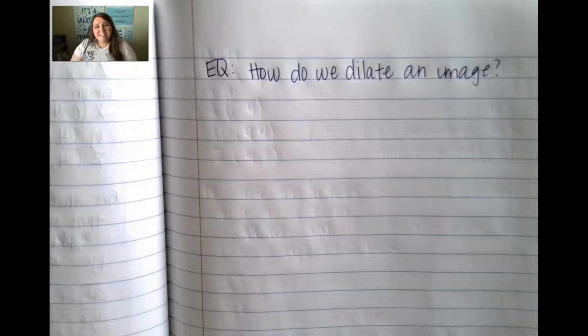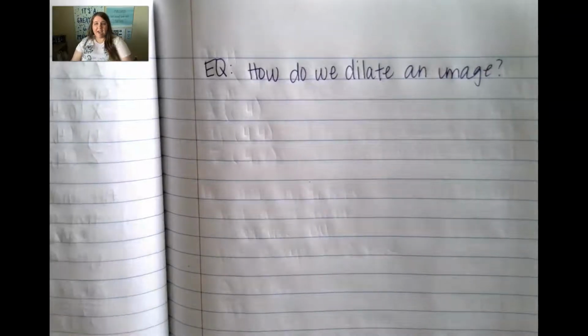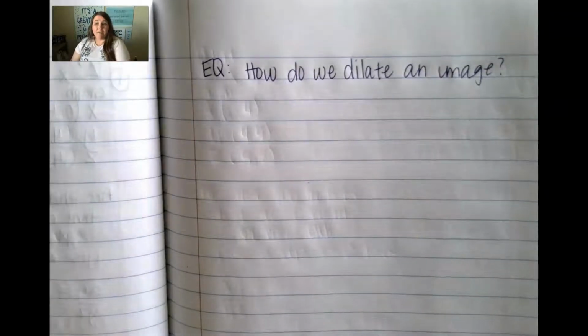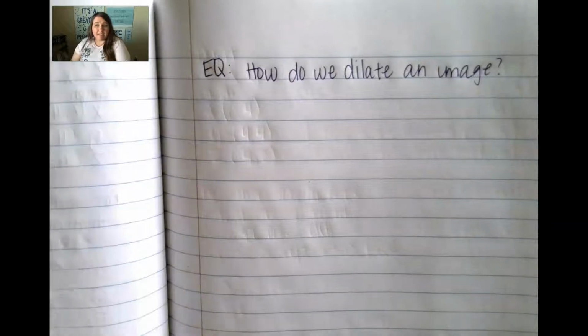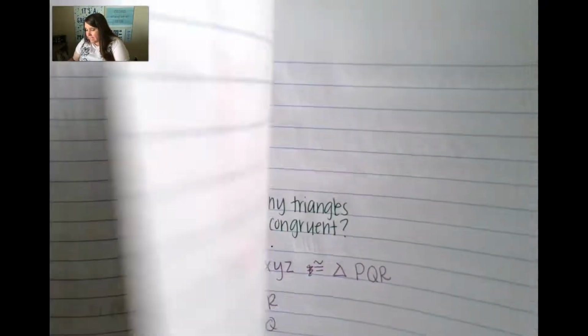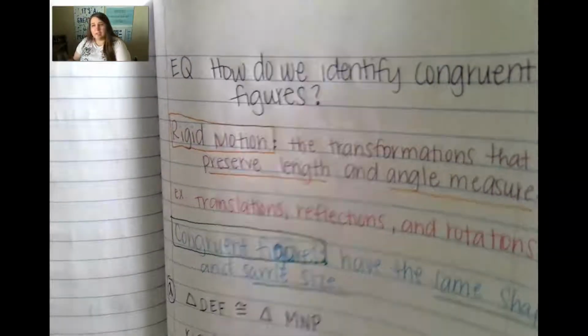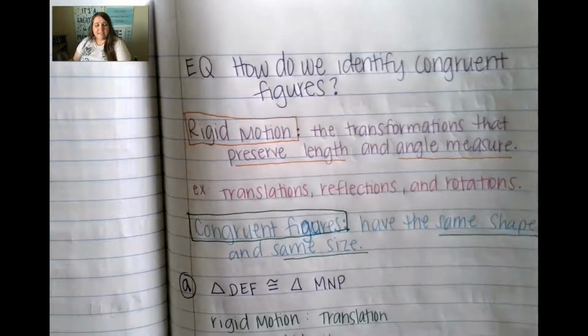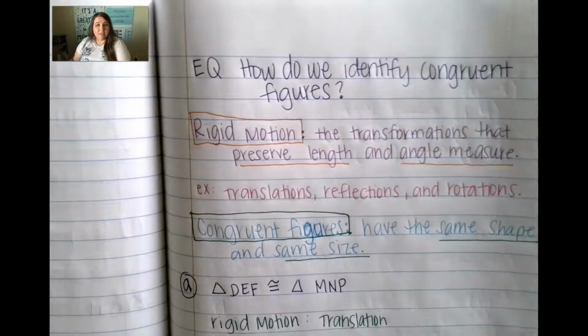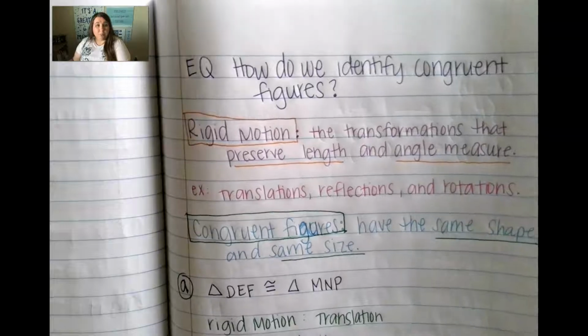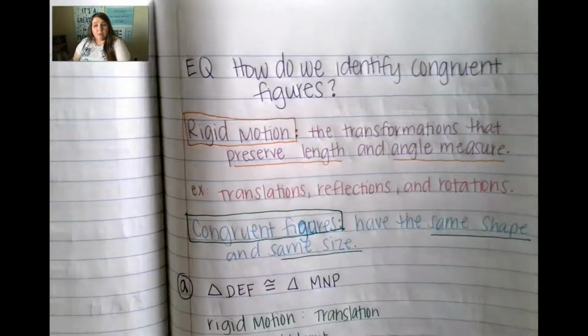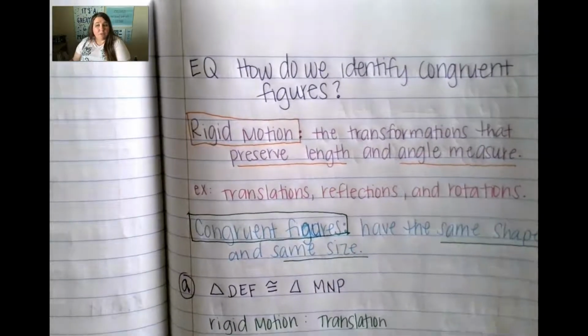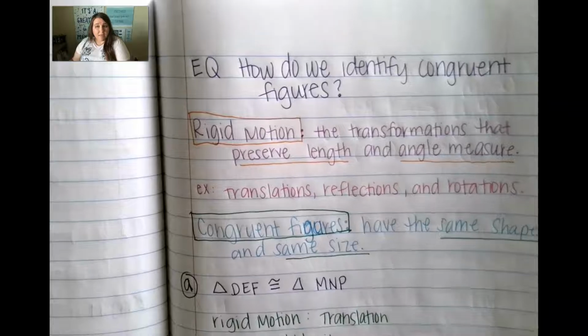Hi everyone! Today we are going to be looking at the essential question of how do we dilate an image? Over the last few lessons we have been looking at transformations and changing images. We talked about rigid motion, meaning that those images that we have been transforming preserve the length and the angle measure.